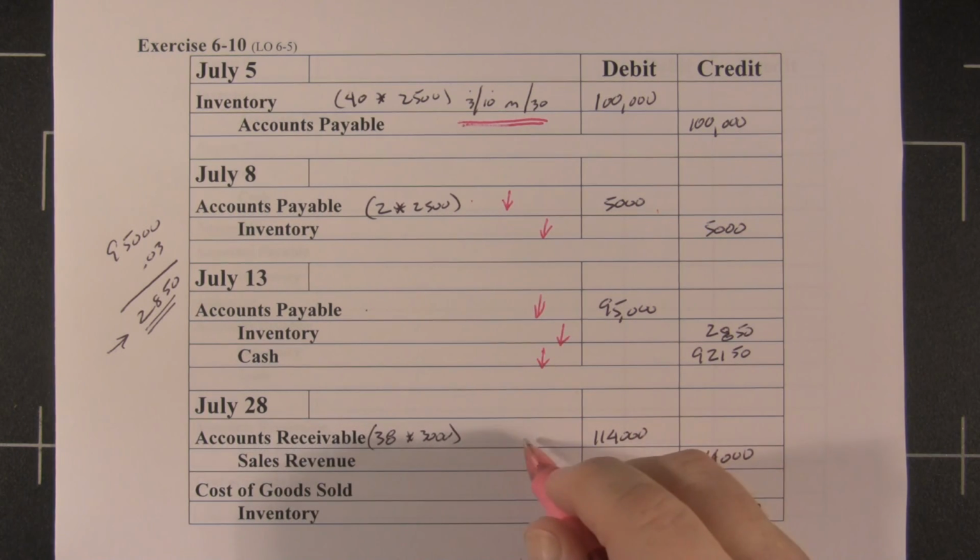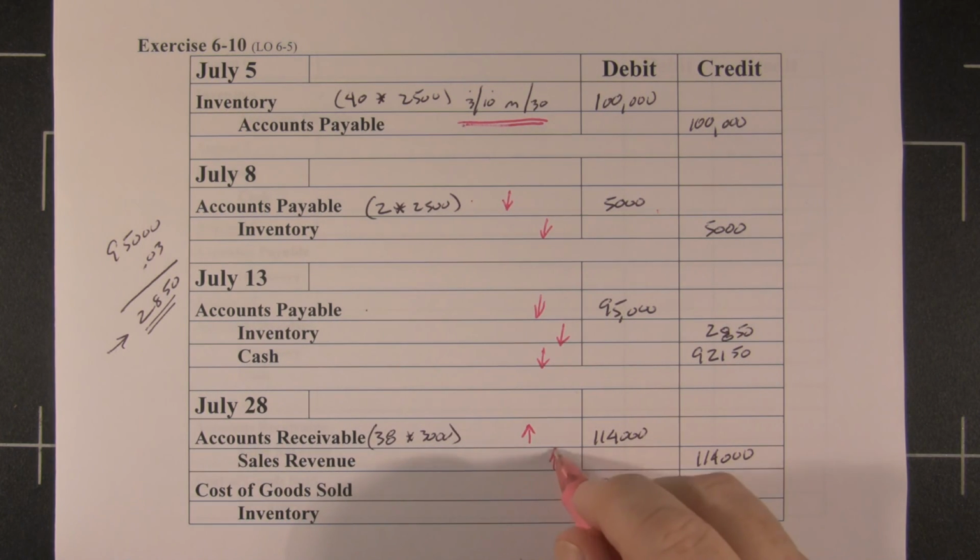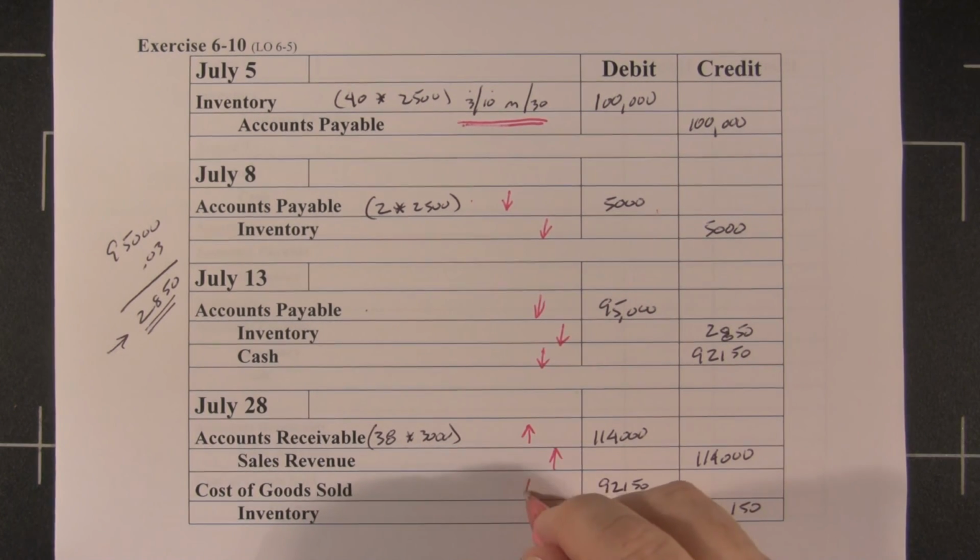Then on the 28th, we sold the remaining 38 televisions. 38 times 3,000, 114,000. Our accounts receivable goes up. Our sales revenue also goes up. Our cost of goods sold is a debit. It goes up. It's an increase to our expense. And our inventory goes down. Perpetual inventory, keep track of the inventory as you go along.